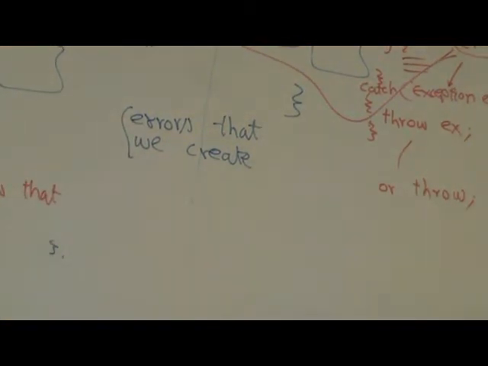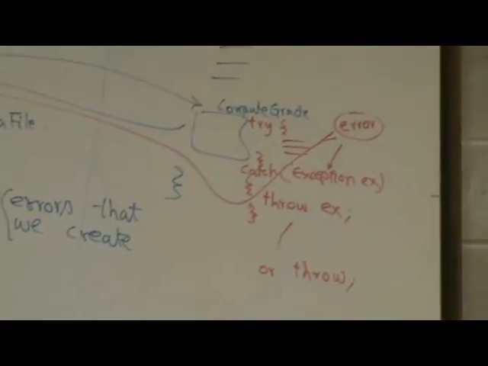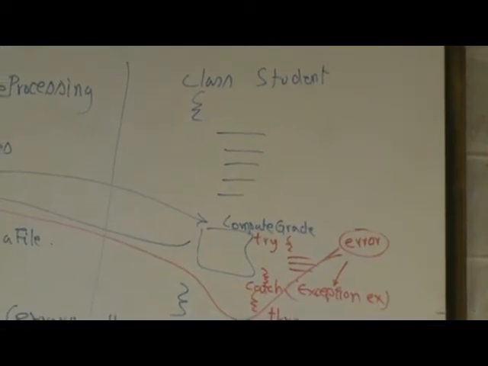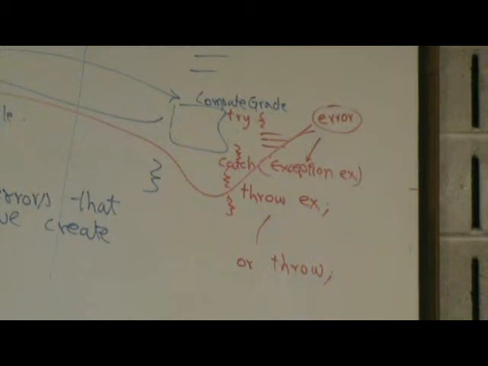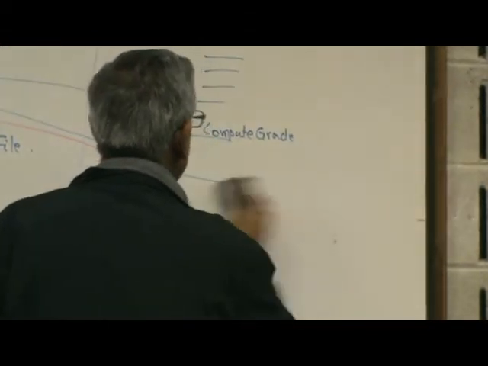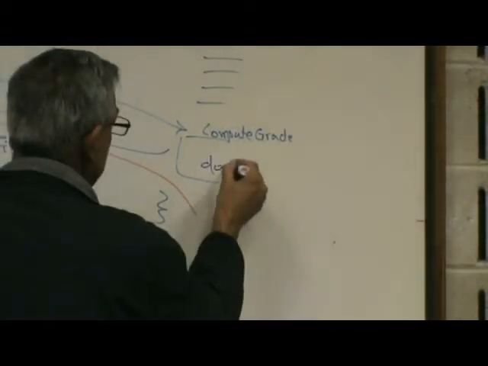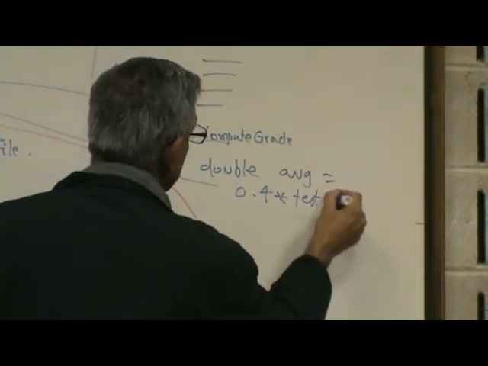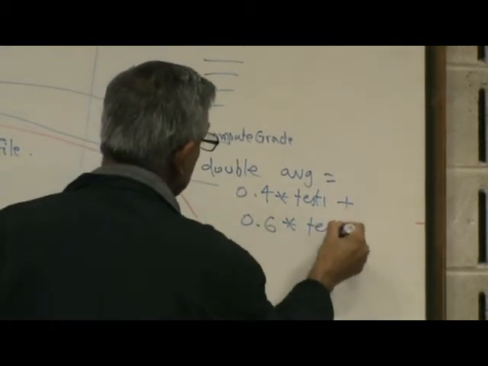Okay, for example, let's pretend a student has no grade for test 1. Maybe the student was sick. In that case, we should not assign a grade to the student, okay? We should create an error, invalid data for the student, okay? So in that case, what will our code look like in the compute grade? It will look something like this. I remember we were writing it like this, double AVG equal to 0.4 times test 1 plus 0.6 times test 2, right?